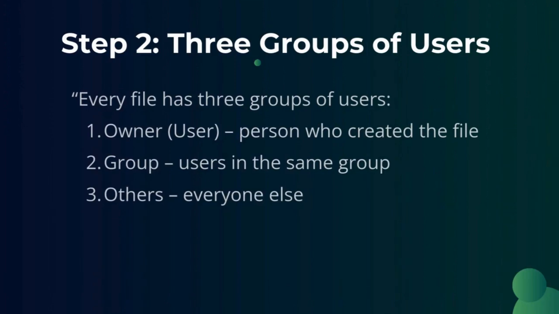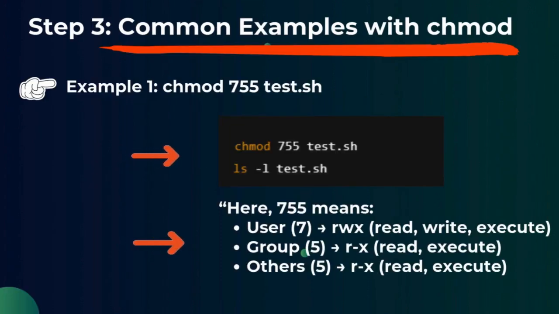Step 2. Three groups of users. Every file has three groups of users: owner, the user or person who created the file; group, users in the same group; others, everyone else. When we use numbers, we assign a number for each of these groups. Step 3. Common examples with chmod.